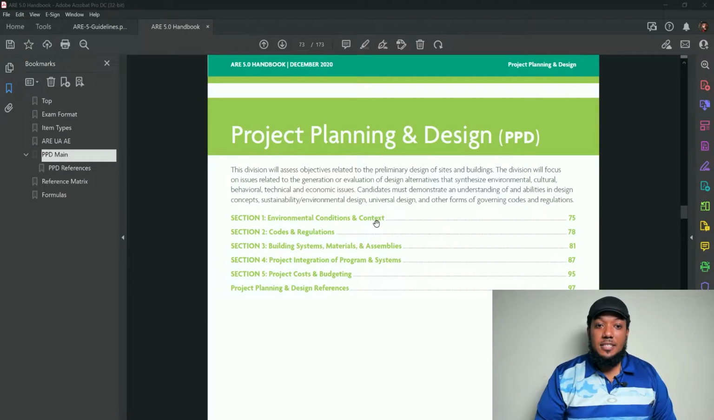Next, the section is codes and regulations. So you need to know about codes. That's knowing about the International Building Code. You need to know how you can apply it.